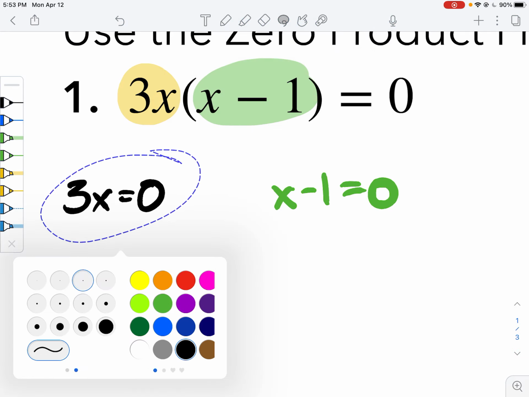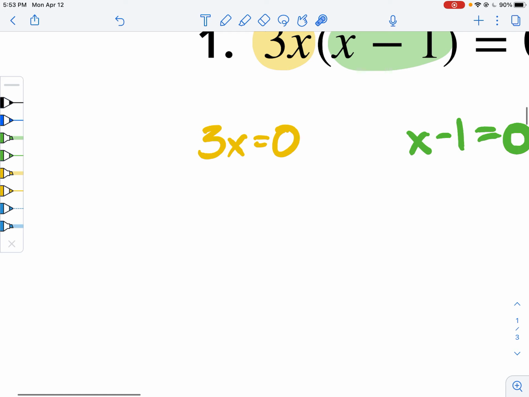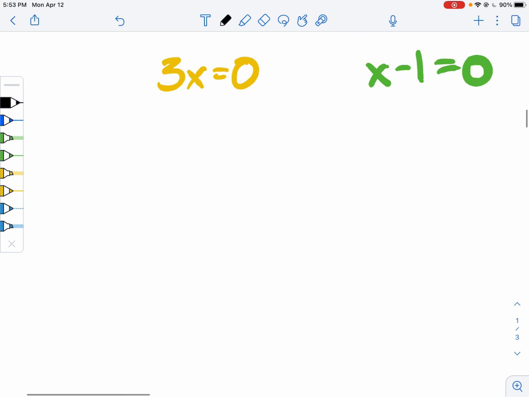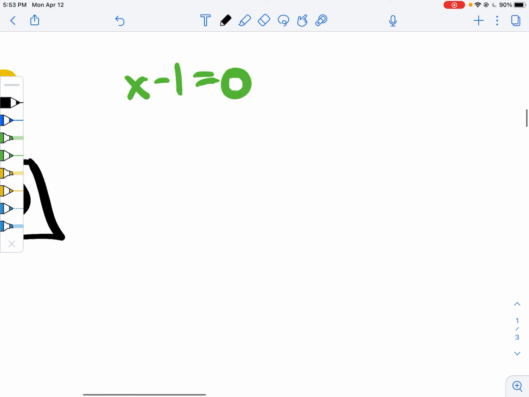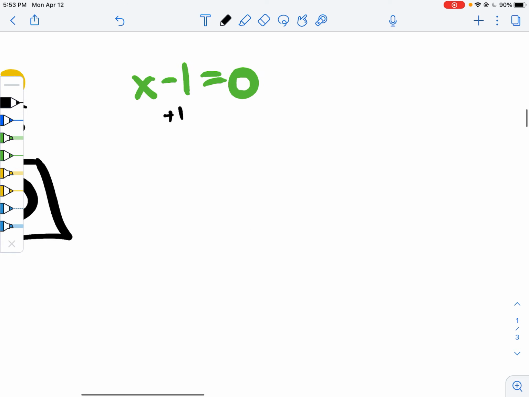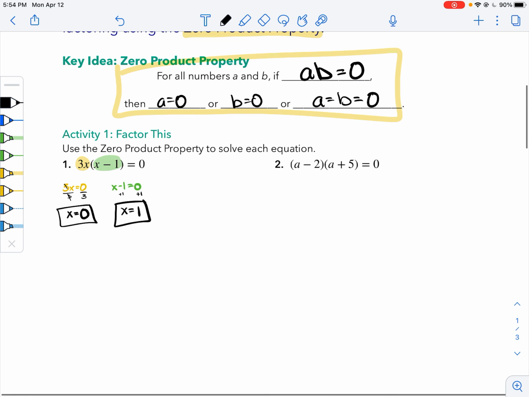So now we're going to solve. What does x have to be to make this true? If 3x is equal to 0, what is x? Well, we'll divide by 3. 3x divided by 3 is x. 0 divided by 3 is 0. So x is 0. Or if x minus 1 is 0, let's add 1 to both sides. x equals 1. There you go. x is 0 or x is 1.